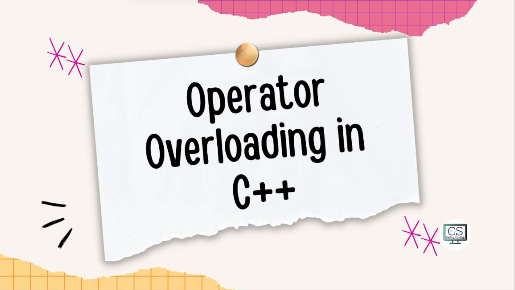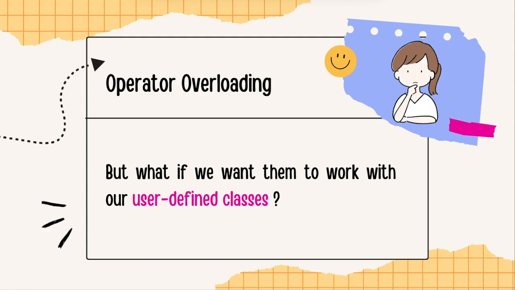Today, we'll explore an exciting concept, operator overloading in C++, where we can make operators like plus, minus, or equal to work the way we want for our own classes. In C++, operators such as plus, minus, or multiply already work with built-in types. But what if we want them to work with our user-defined classes? That's where operator overloading comes in.